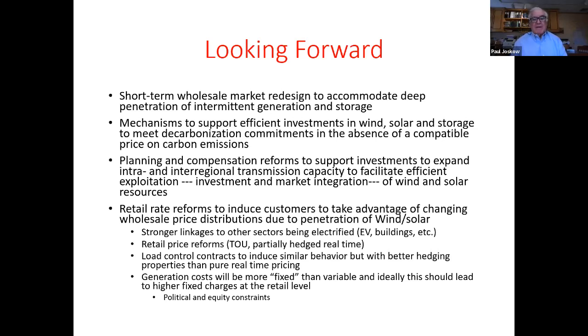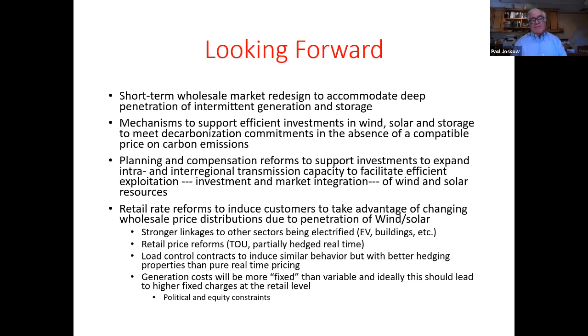Planning and compensation reforms to support investments to expand intra- and interregional transmission capacity, to facilitate efficient exploitation, investment, and market integration of wind and solar resources, I think is really very important. I have a paper you can find on my website that I put up there a few weeks ago on this, comparing the US and Europe and how we're approaching this problem.